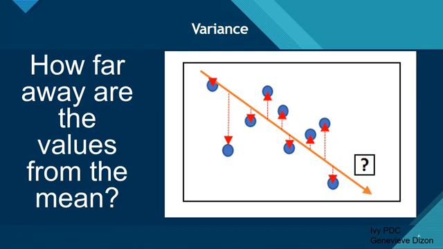As we have mentioned earlier, the variance and mean are interrelated. So here we have the purple circles. These are your data, and the orange line would be your mean. In variance, we are trying to see the distance of the different values from the mean itself. So how far away are the values from the mean?